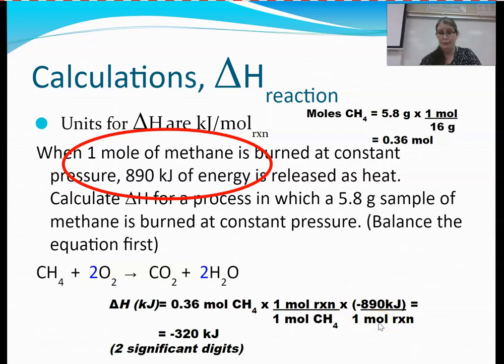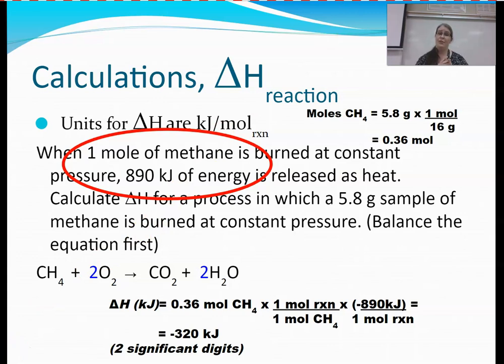And since this is energy being released, and this is burning something, so this is exothermic, we have a negative here showing energy exiting. And we'll round that to our 2 significant digits, since we have 2 significant digits in our original data as well. And we get 320 kilojoules of energy released, minus 320 kilojoules.